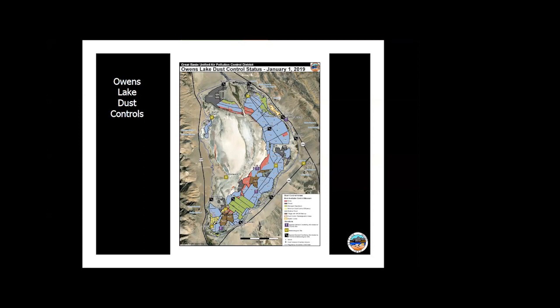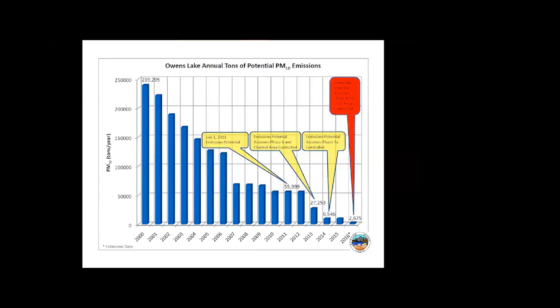The specifics of these controls we'll get into much later. And all right, are we done? Are all areas controlled? This is just looking at potential emissions. And the reason why I'm using potential emissions versus annual emissions, which is how regulatory agencies normally look at emissions, is because the annual emissions change. The lake is very dynamic.